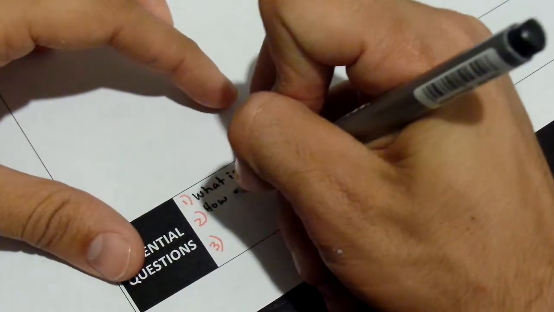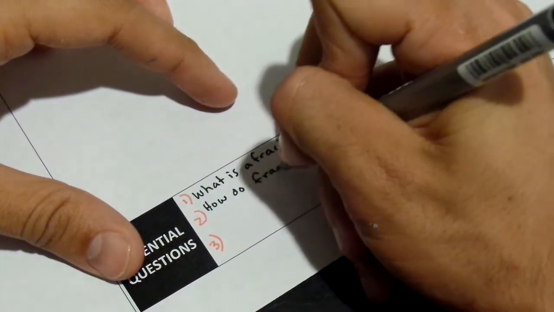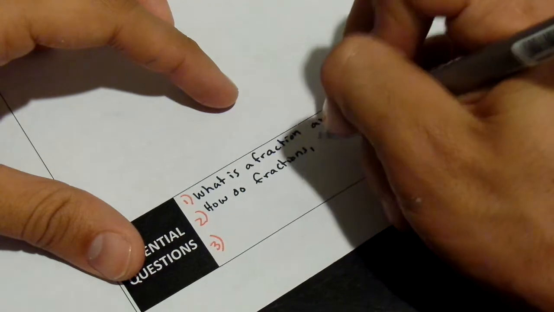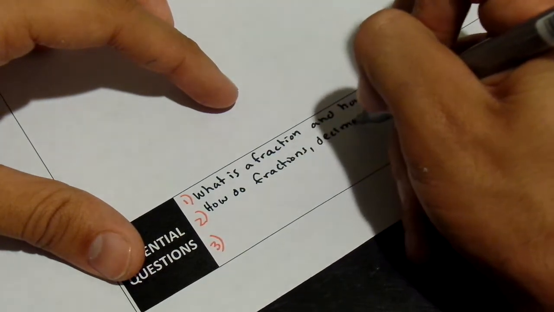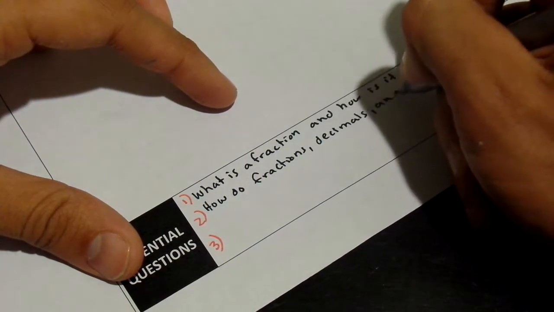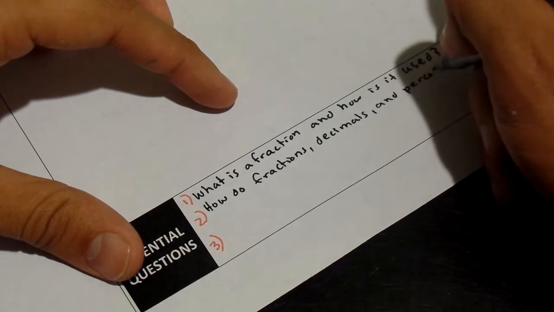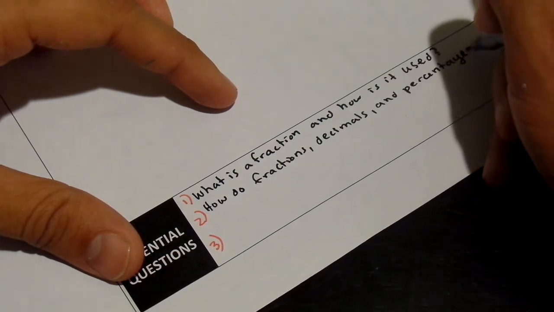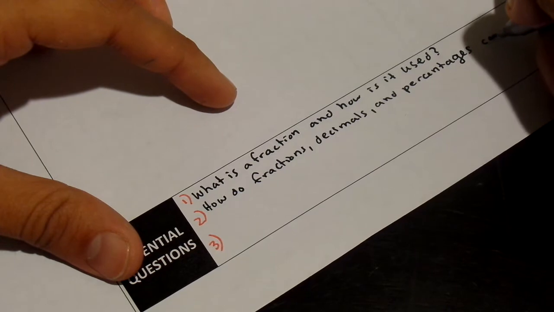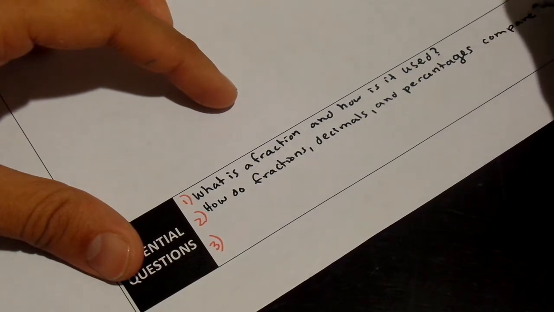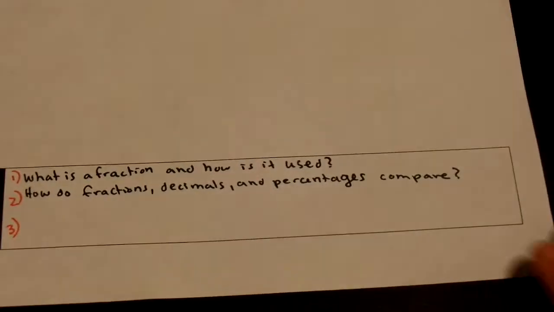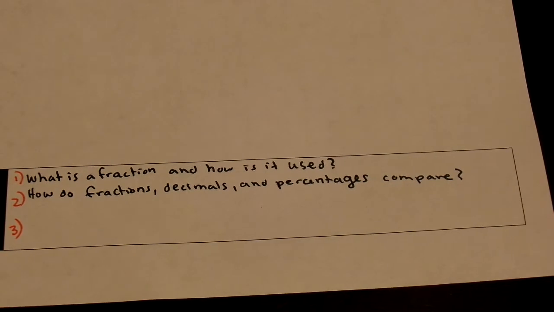Second one, how do fractions, decimals, and percentages compare? Basically, how are they similar and how are they different?